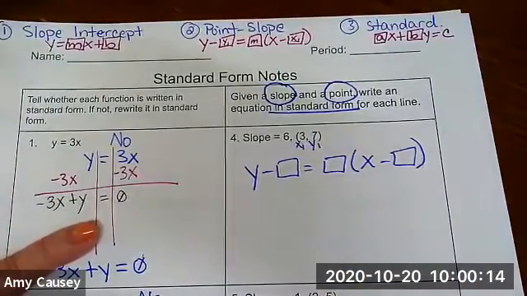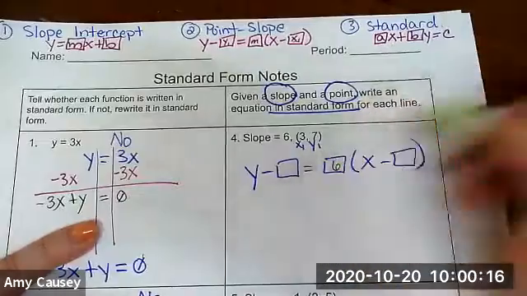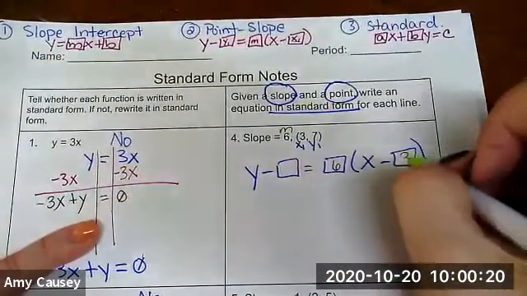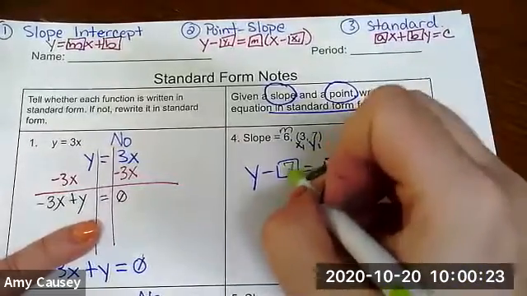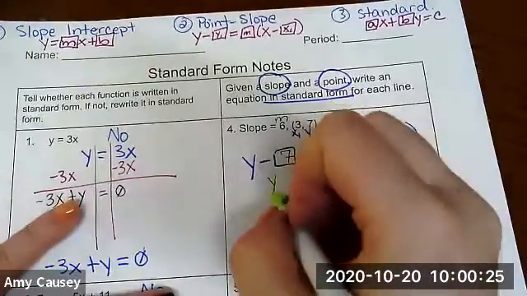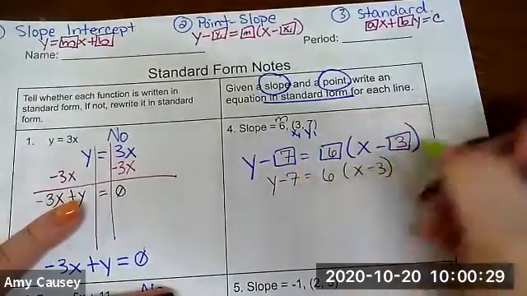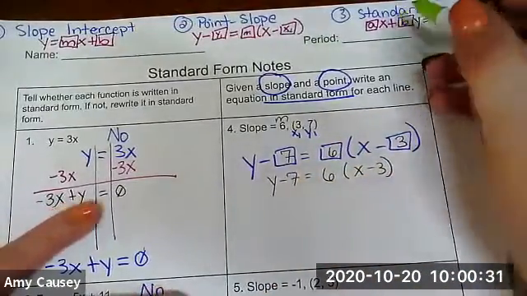And now we can plug in. So our slope is 6, slope goes in the middle. And then your x goes with x, and your y goes with y. Now we're not done because it didn't ask for it in point slope. It asked for it in standard. So we're going to have to convert.